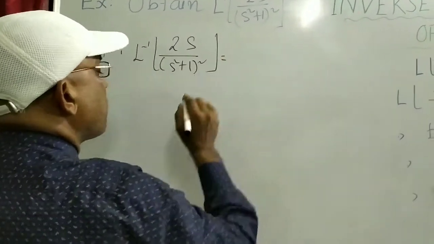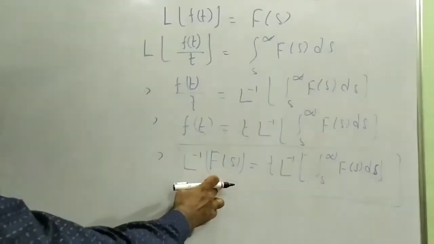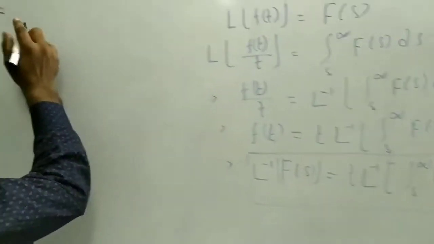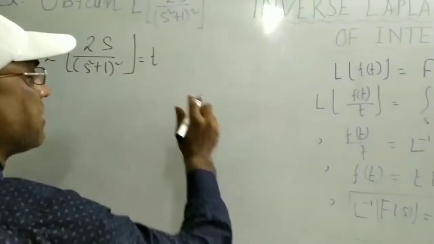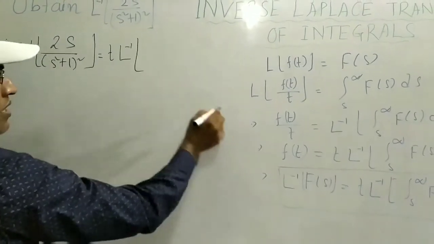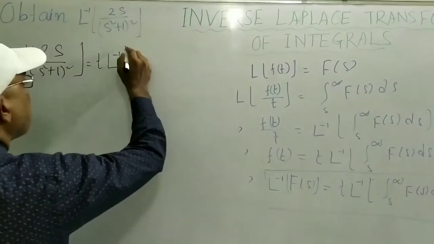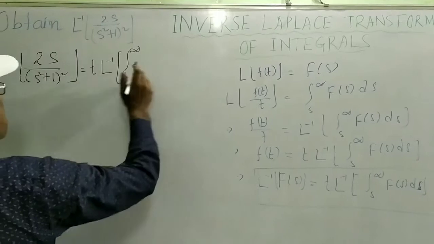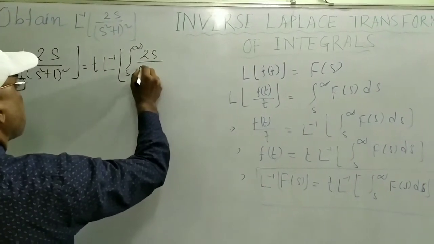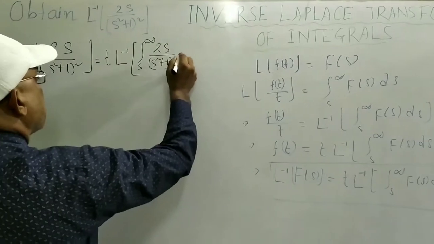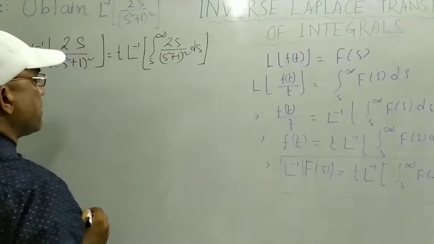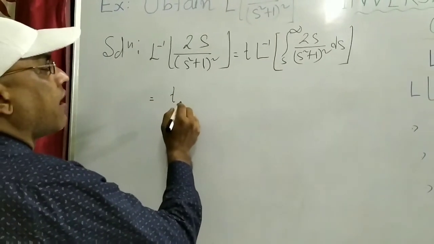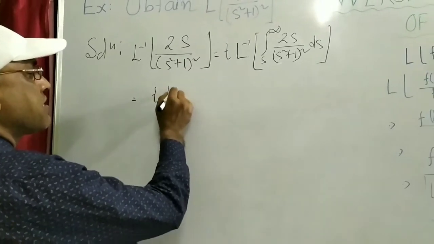So this formula: L inverse F(s) equals t into L inverse of the integral from s to infinity of F(s) ds. Now we multiply by t. First, t L inverse within bracket, the integral from s to infinity of F(s) ds, where F(s) means this, 2s by (s square plus 1) whole square, ds. We get this one. Now we write here t, and this L inverse remains the same.